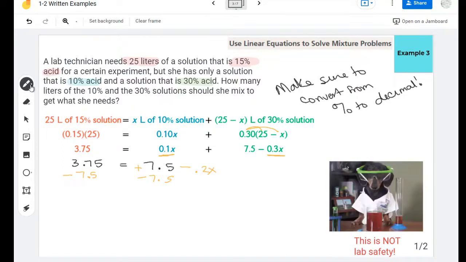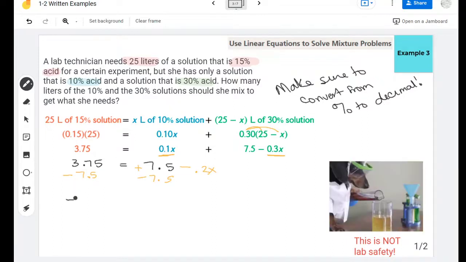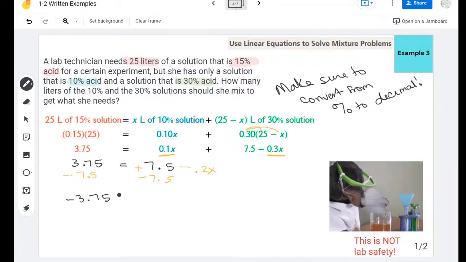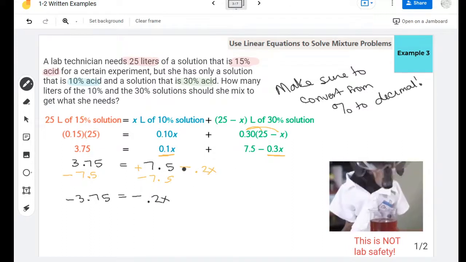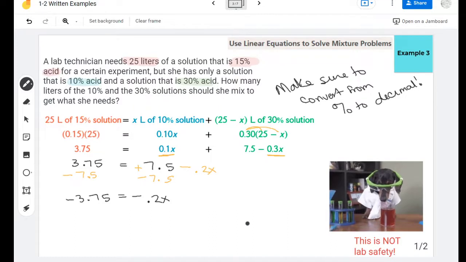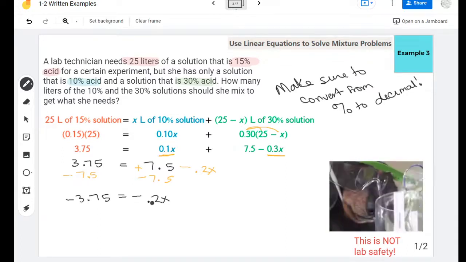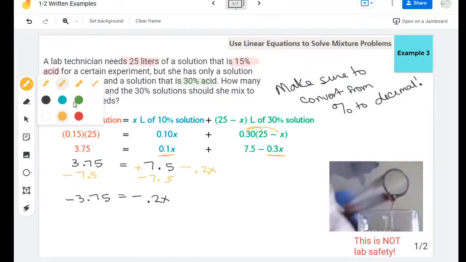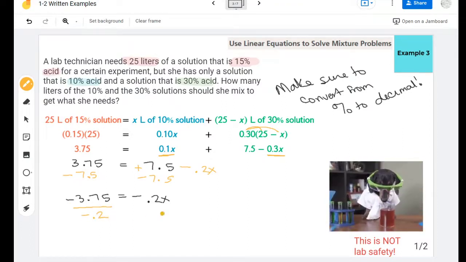Now I don't actually know that subtraction in my head, so I'm just using my calculator. So 3.75 minus 7.5 is negative 3.75. And that's equaling negative 0.2x, because you see that minus 0.2x here. Now my next step is to go ahead and get the x alone. So that x is being multiplied by negative 0.2. And so to isolate my variable, I'm dividing by negative 0.2.